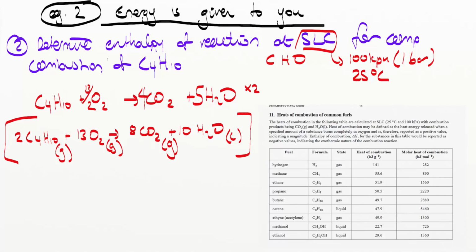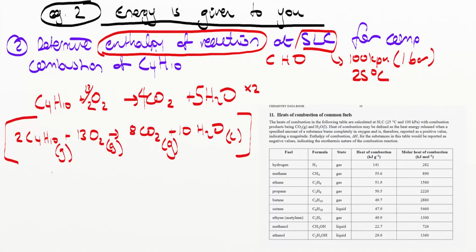So when they ask us, what is the enthalpy of reaction? What they're asking us is how much energy is released when 2 moles of butane react with 13 moles of oxygen to form 8 moles of carbon dioxide and 10 moles of water. So how do we go about dealing with this or thinking about this? The second way that we can work out these kinds of questions is that we can go to the chemistry data book, and the chemistry data book has the heat of combustion of some common fuels. So the heat of combustion is basically how much energy is released when 1 mole of a fuel reacts with excess oxygen, or when 1 gram of fuel reacts.